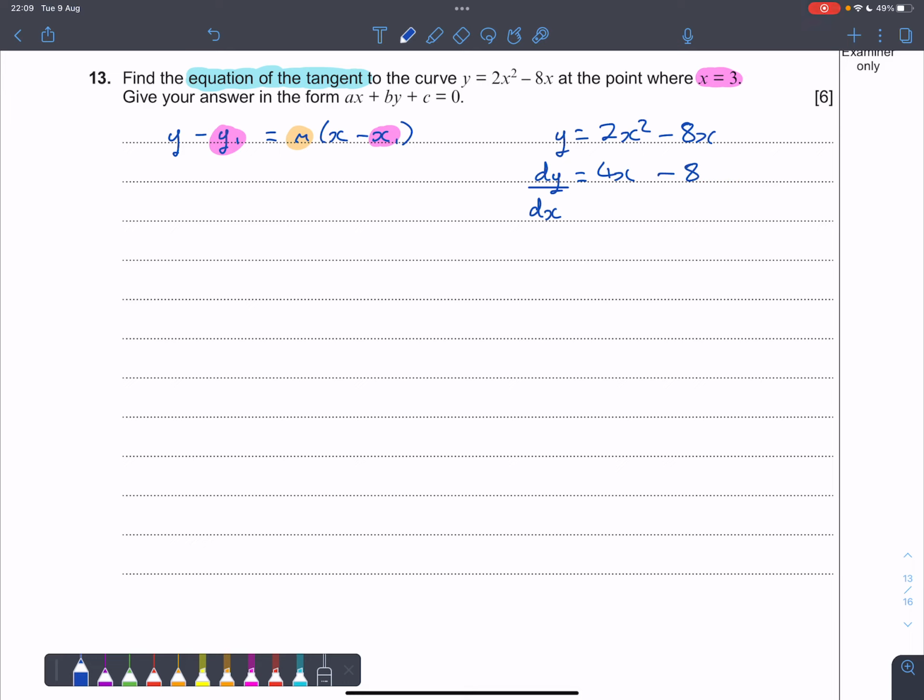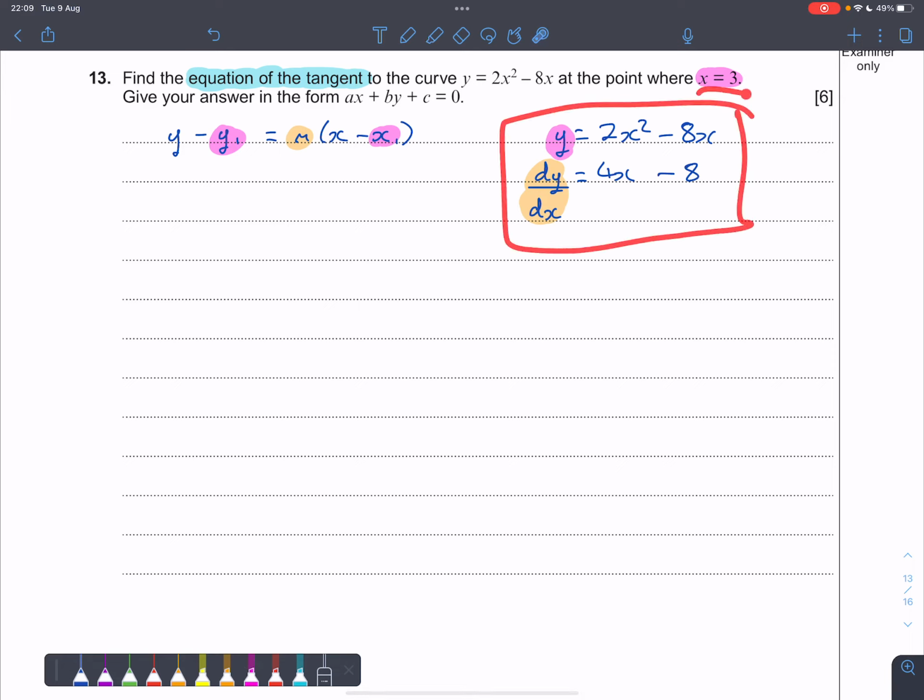Okay, so we now have an expression for the gradient. We've also got an expression for y, and it just so happens that they're the two values that we're trying to work out. The m represents this gradient, and one of the y's that we need to find out, the y1, can be found by substituting into here. So we need to look at what happens to both of these expressions when x is 3.